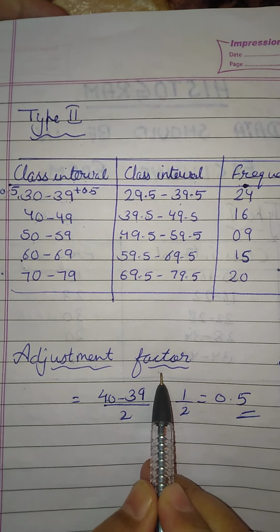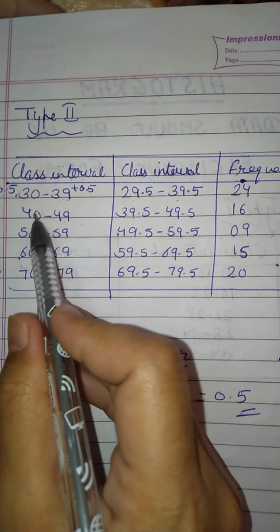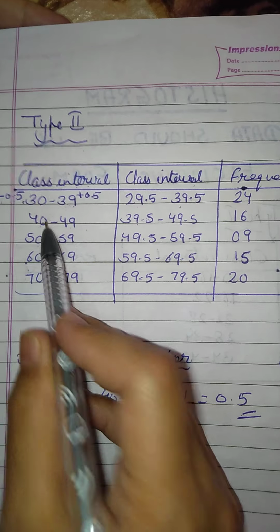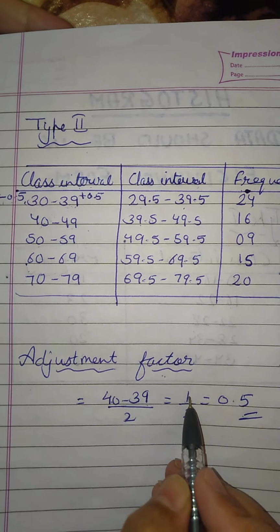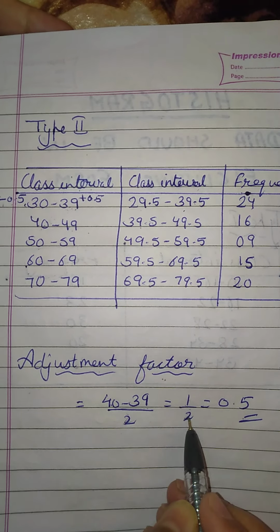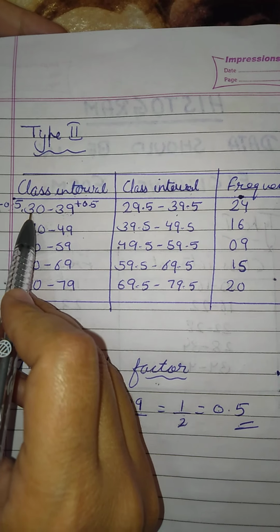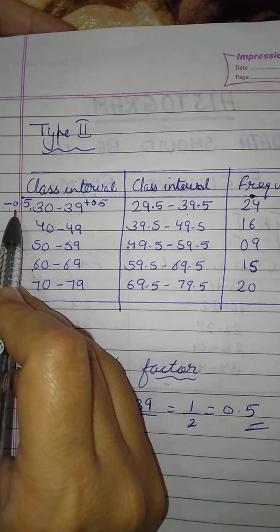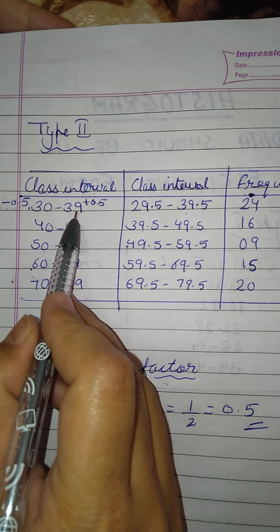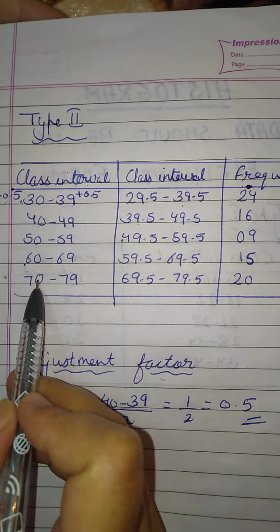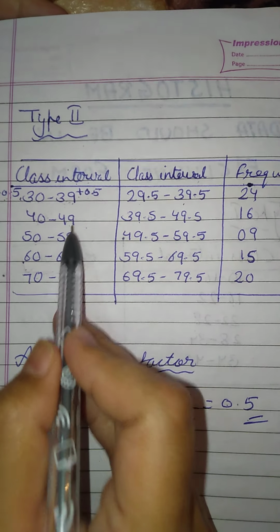What is the adjustment factor? Check out the gap between 39 and 40, 49 and 50. What is the gap? There is a gap of 1. So 40 minus 39 is 1, over 2, which is 0.5. What you have to do? From the first lower interval subtract 0.5 and add 0.5 in the upper interval. Means keep on subtracting the adjustment factor in the lower interval, keep on adding the adjustment factor in the upper interval.